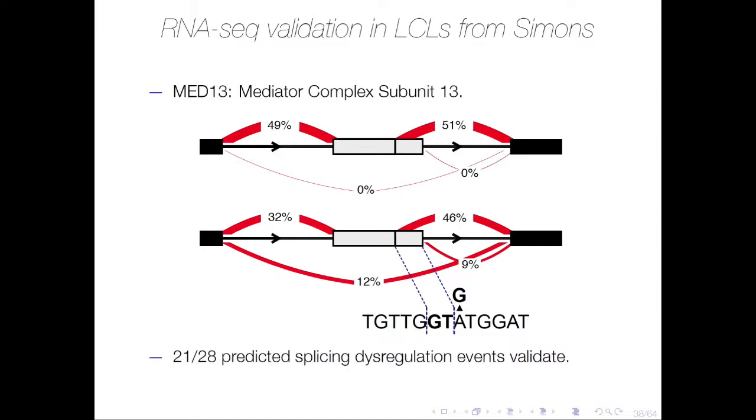Overall, we find that 21 out of 28 of our predicted splice dysregulating mutations validate, in that we actually do observe in the RNA-seq data the effect we predicted. And for the 7 that didn't validate, one possibility is just that these are real false positives. The other is that the autism disease we expect to be acting through neuronal tissue, and these lymphoblastoid cell lines are not really the right cell type to be looking in.